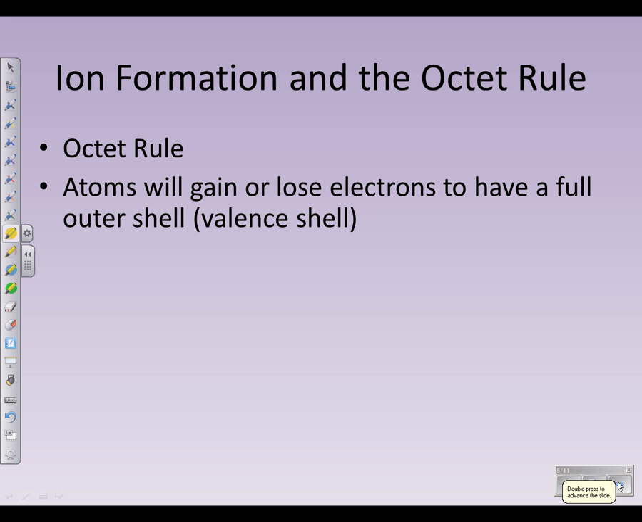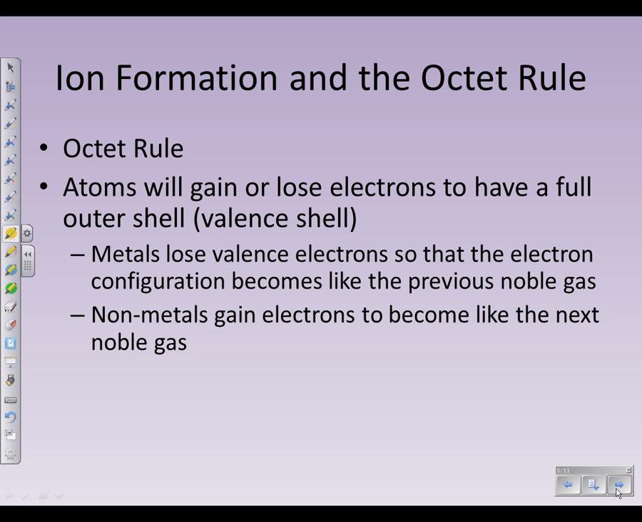Atoms will either gain or lose electrons to have a full outer shell, or a full valence shell. Like we just said, elements that have 1 or 2 valence electrons are going to look to do what? Get rid of them. What kind of elements have 1 or 2 valence electrons? Alkali metals, alkali earth metals. In general, metals are going to look to lose valence electrons so that their electron configuration will match the previous noble gas. Or they will end up with the same number of electrons as the previous noble gas.